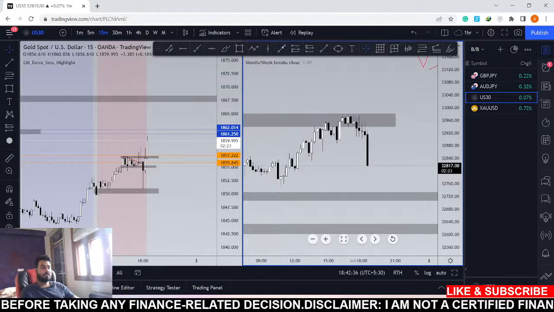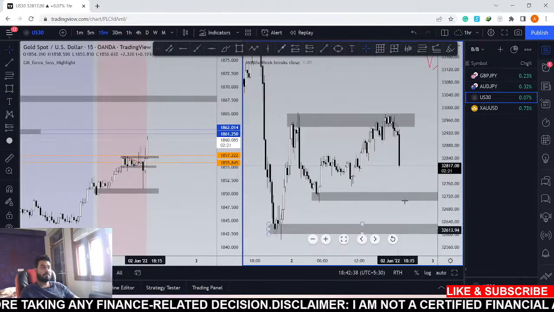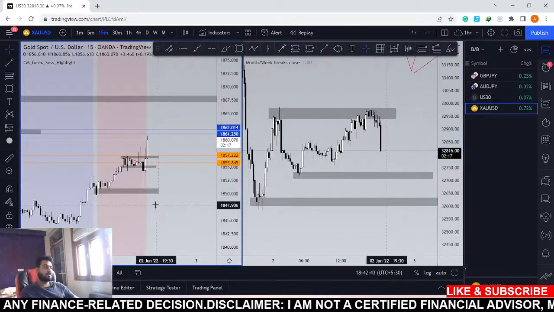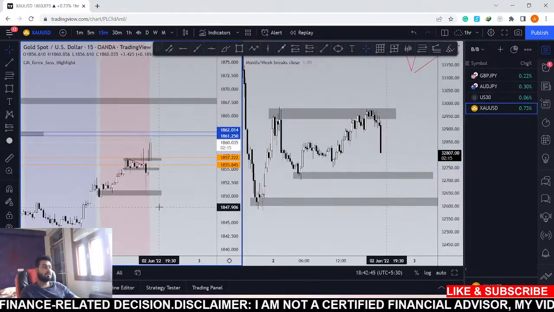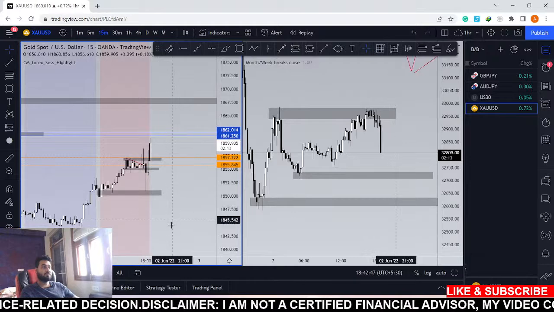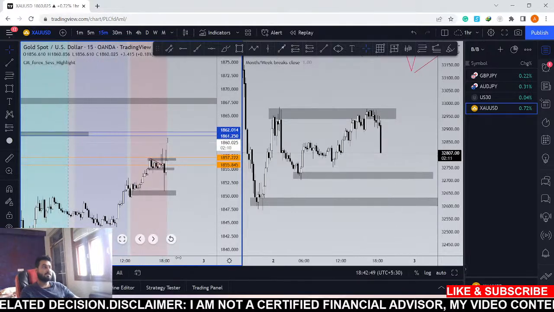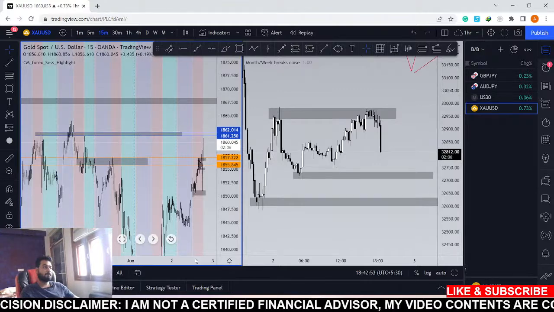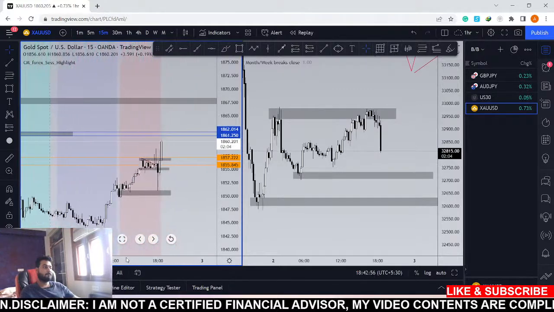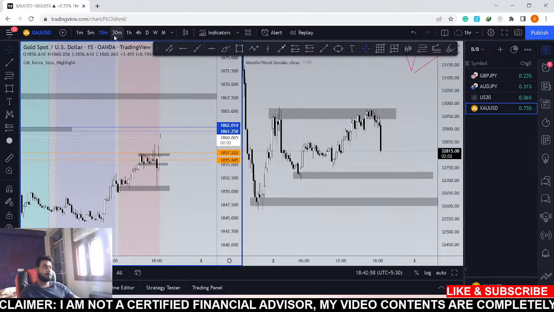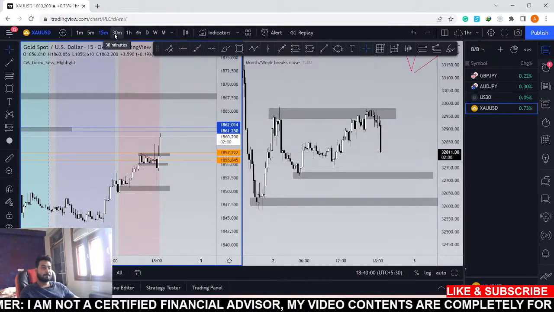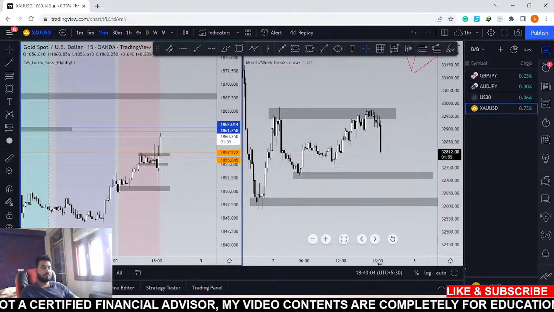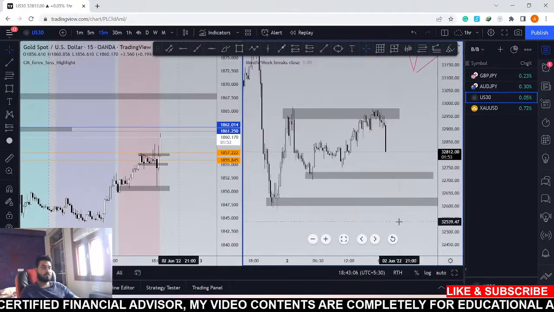US 30 no trade. Sorry, GJ no trade, AJ no trade. I am looking for these two setups, these two pairs. Let's see what happens. Just 2 minutes to go.